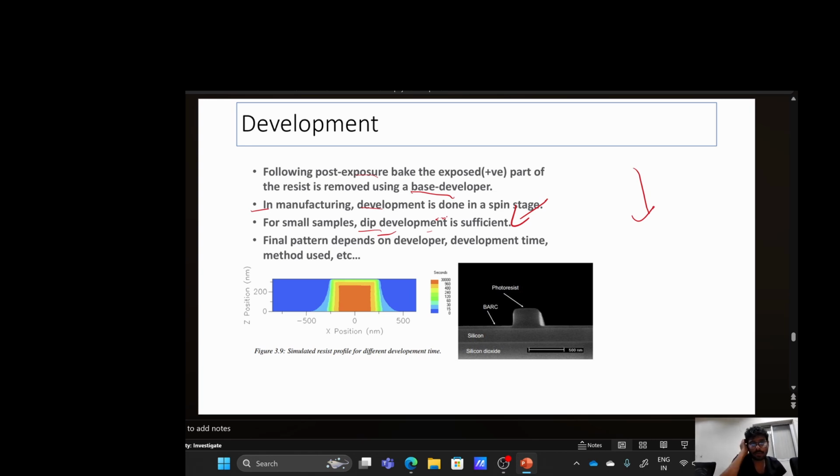Okay, so this is a simulated resist profile. You wanted to transfer this pattern, and this shows how the profile changes with the development time. Initially it was here, then if you increase the development time, you will get a very sharp kind of feature.